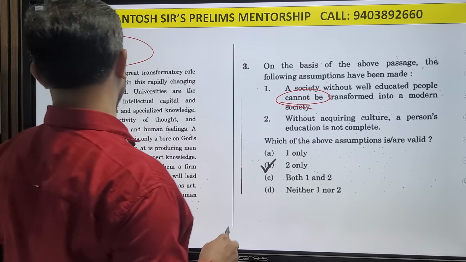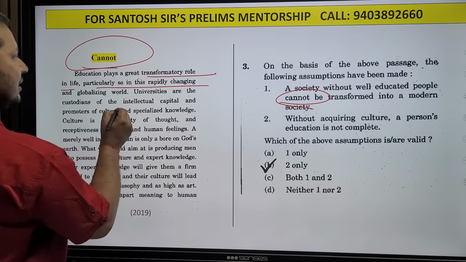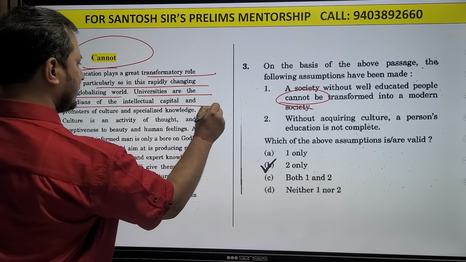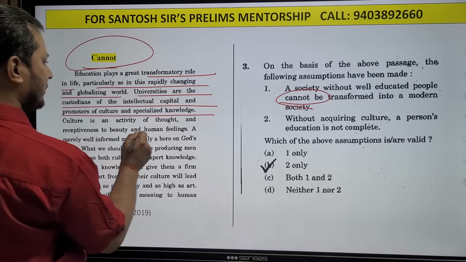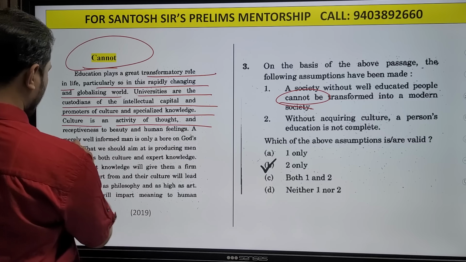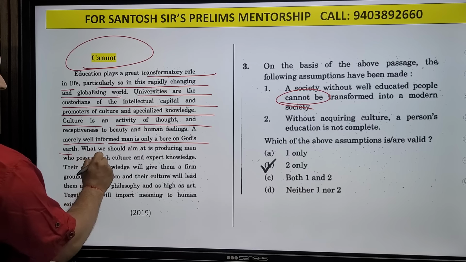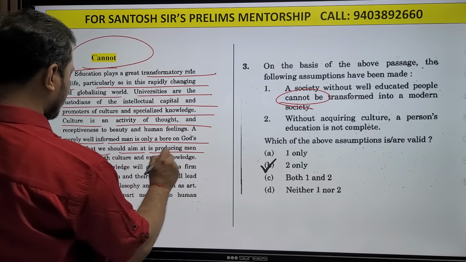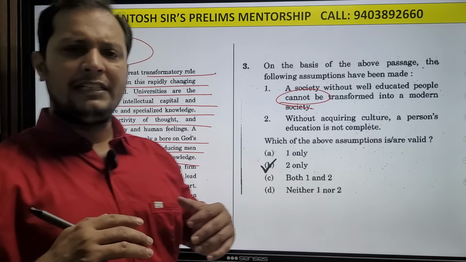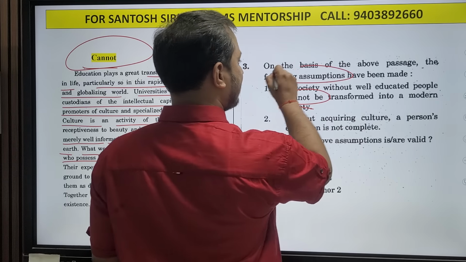Okay, let us read the passage. Education plays a great transformatory role in life, particularly so in this rapidly changing and globalizing world. Universities are custodians of intellectual capital and promoters of culture and specialized knowledge. Culture is an activity of thought. A merely well-informed man is only a bore on God's earth. What we should aim at is producing men who possess culture. Basically, the article is about that you need not only information, you need culture also. Now you can see here, which of the following assumptions have been made.